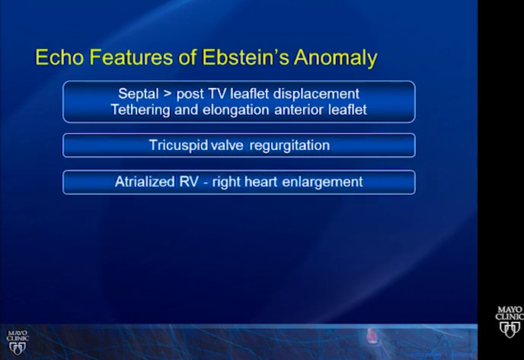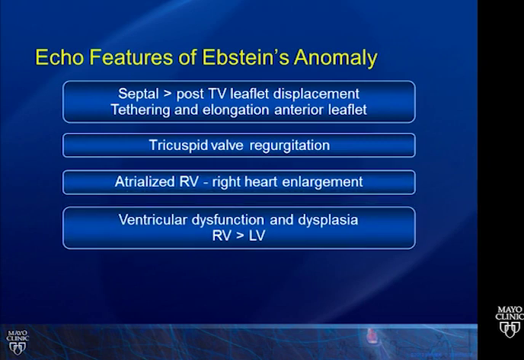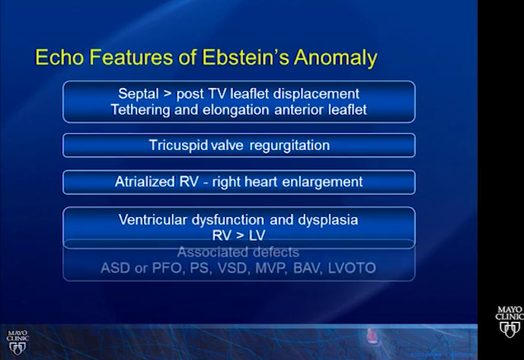Because of that, we have an atrialized right ventricle because it's essentially a whole chamber. There's very minimal functional right ventricle as the atrium gets so big and the tricuspid valve is so displaced and so tethered that you can hardly recognize the right ventricle as such. And that leads to ventricular dysfunction. There is some dysplasia of the right ventricle and maybe even the left ventricle in these situations.